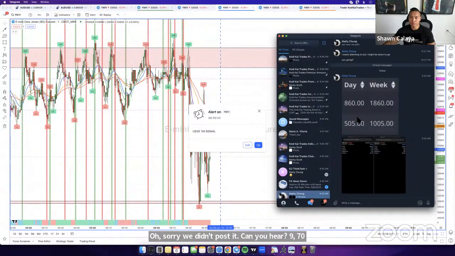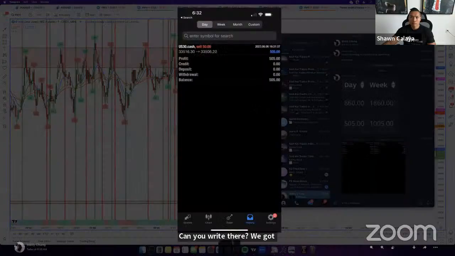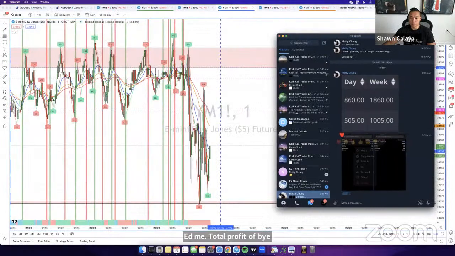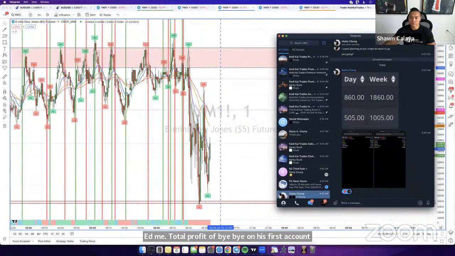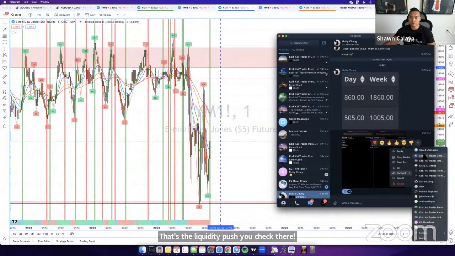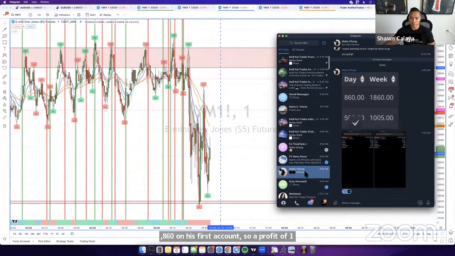We got Maddie. Maddie locked in a total profit of 505 on his first account. That's the liquidity push he took there. His second account, total profit of 860. Total profit of 1,860 on his first account. Total profit of 1,005 on his second one. So nice work right there, Maddie.